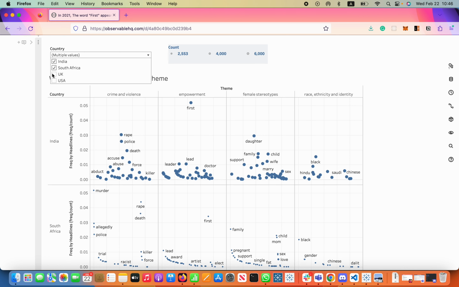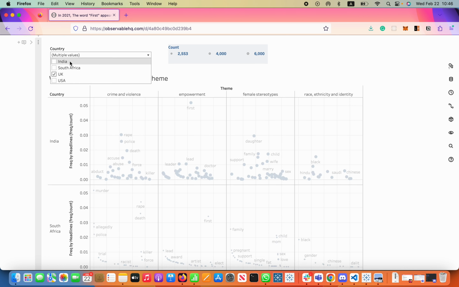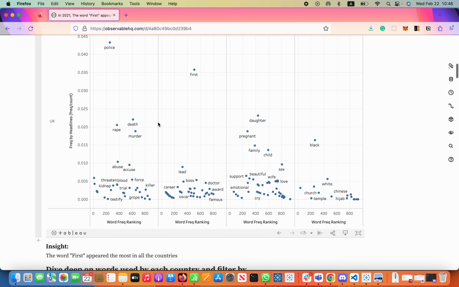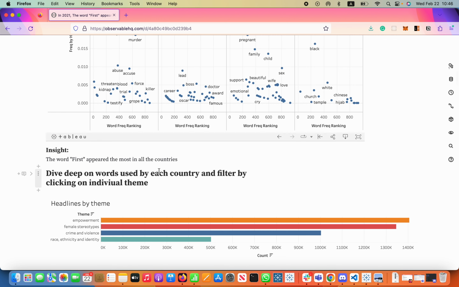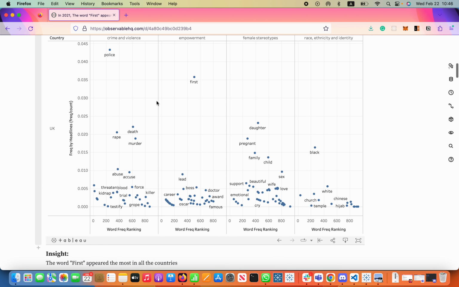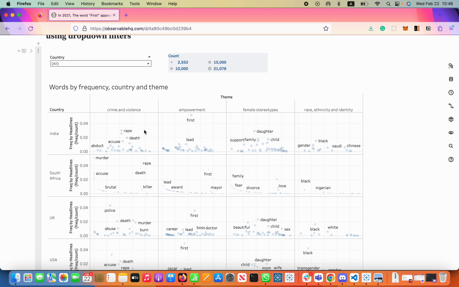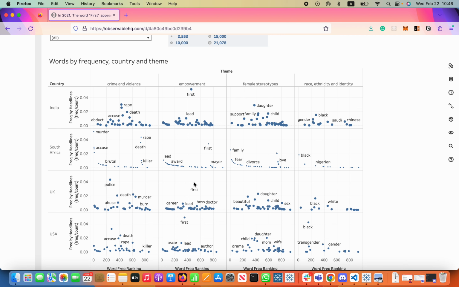So the user can select multiple values, or if they want to see an individual country's distribution of words, they can do so. And the insight from this visualization was that the most dominant word across all the countries was "first", as we can see here.